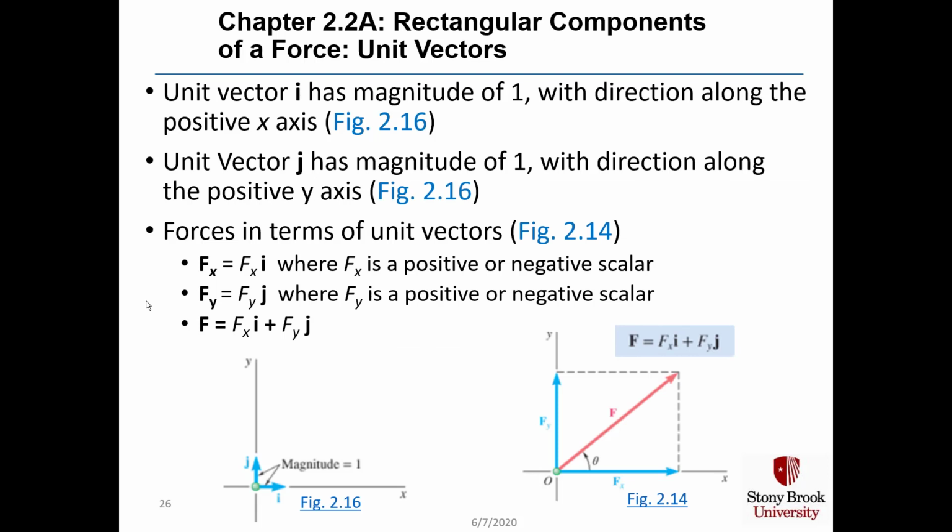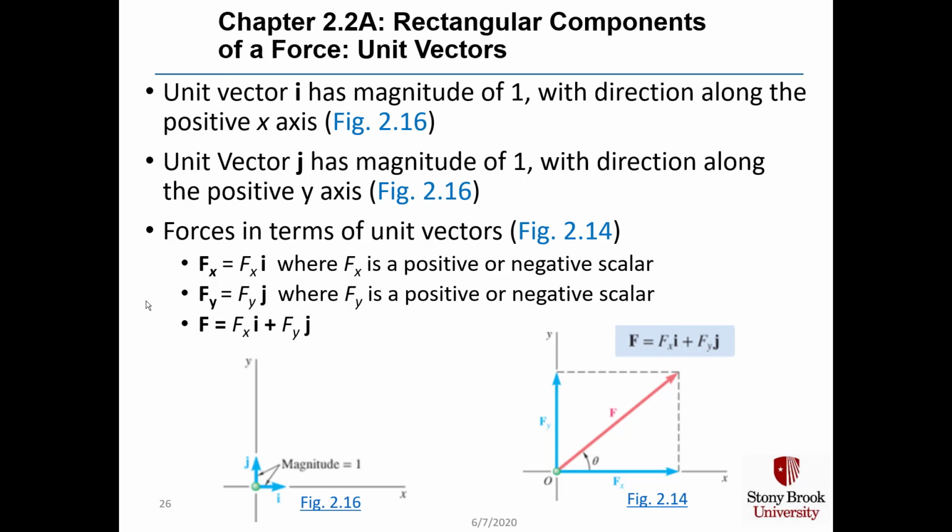Unit vectors are used to define forces in their x and y directions. Unit vector i has a magnitude of 1 with a direction along the positive x-axis, as shown in the lower left in figure 2.16. And unit vector j has a magnitude of 1 with a direction along the positive y-axis. Figure 2.14 shows how we define forces in terms of unit vectors. Force F is shown acting at angle theta to the x-axis.